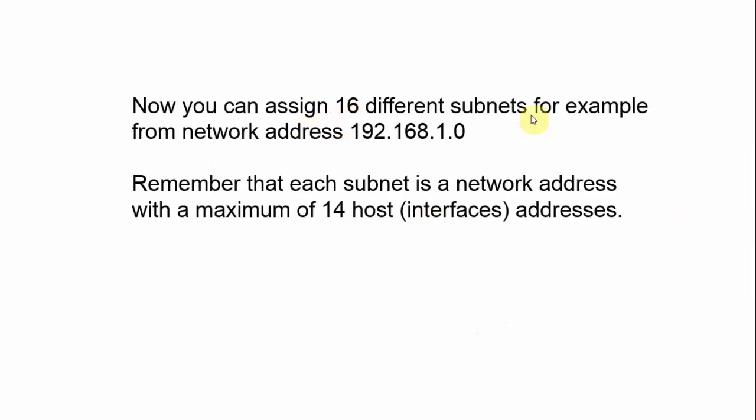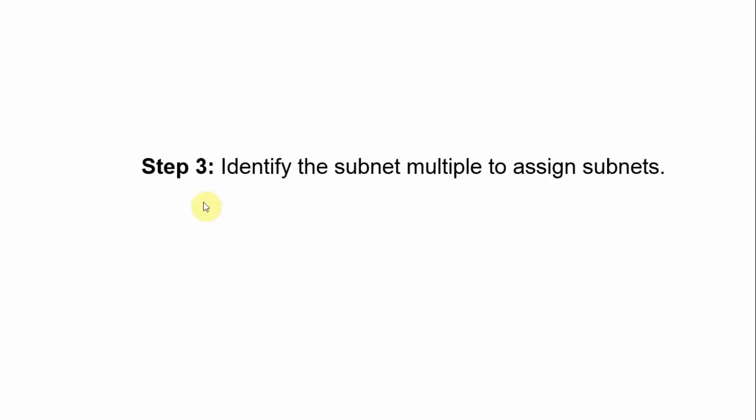So you can assign 16 different subnets from network address 192.168.1.0. And that's interesting to be able to do. In this case, I only need 3 subnets because I've got 3 VLANs, and I can assign 14 hosts per VLAN. But I can use the additional ones for expansion purposes, for example. Step 3 is identify the subnet multiple to assign subnets. This is a key part of understanding how subnetting works.